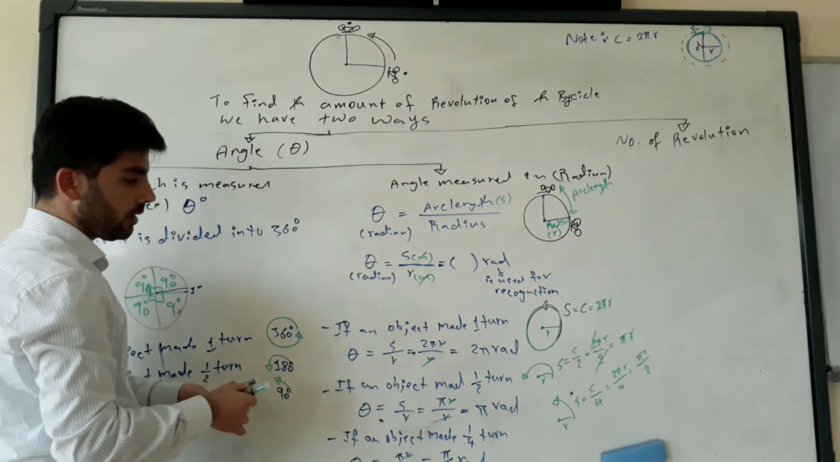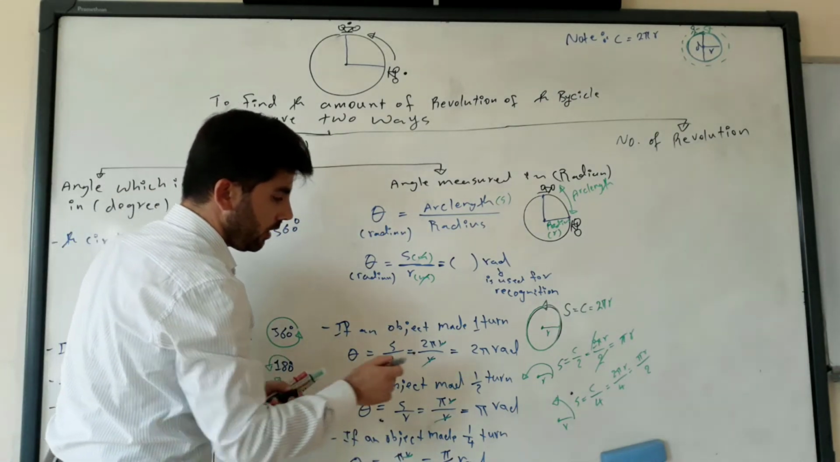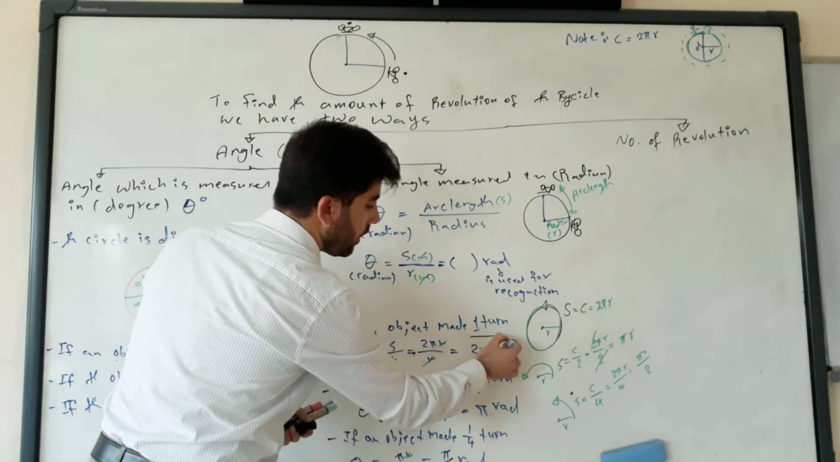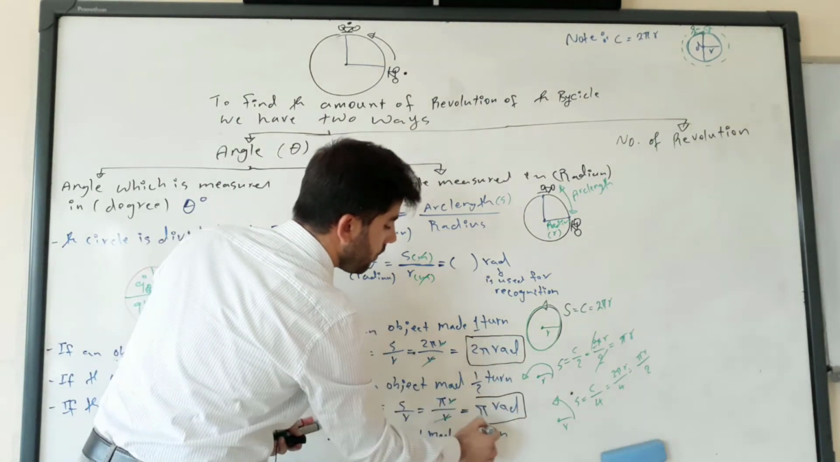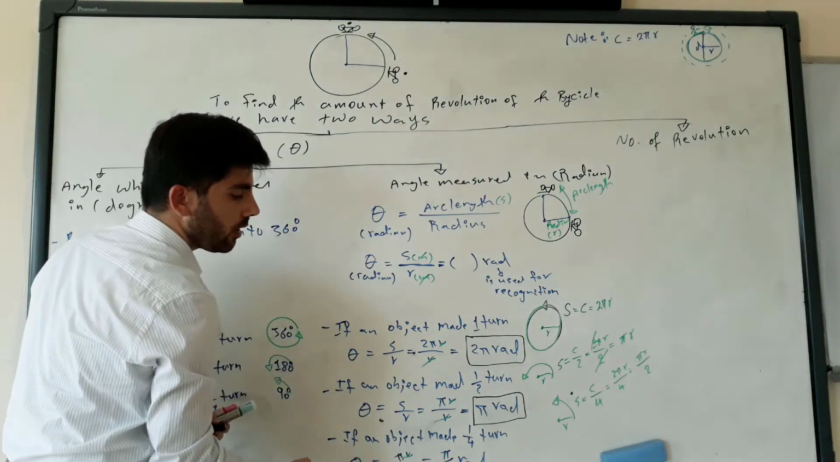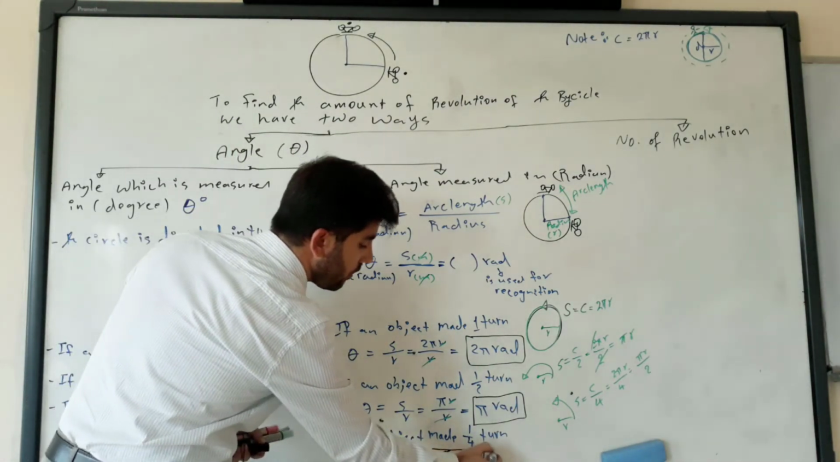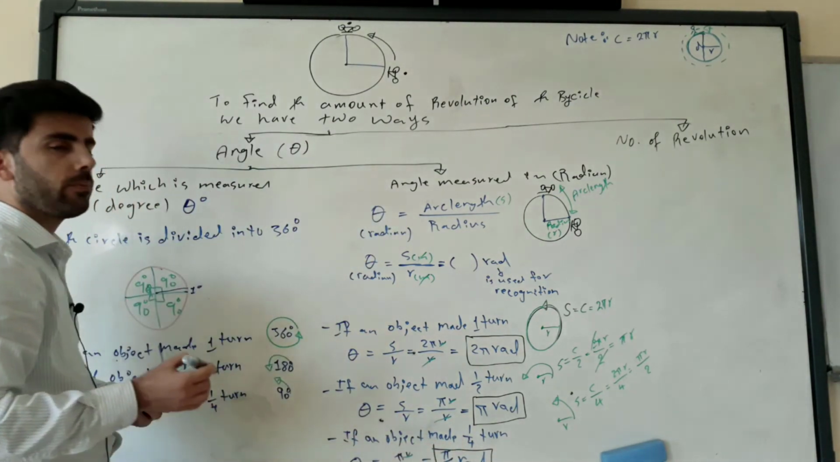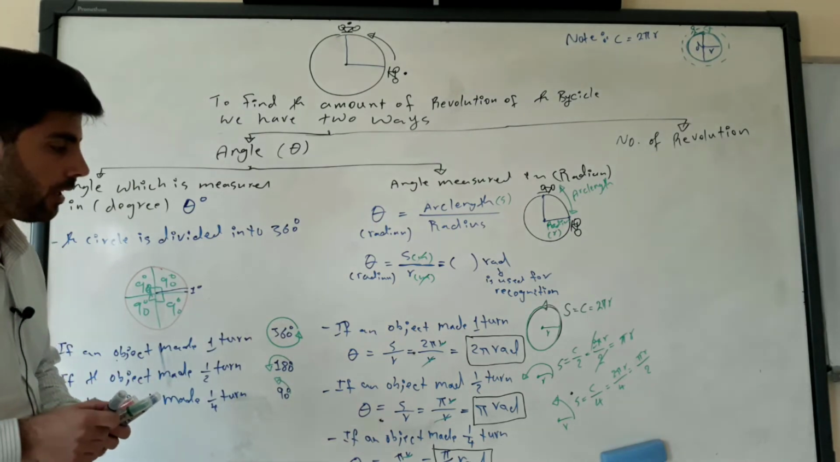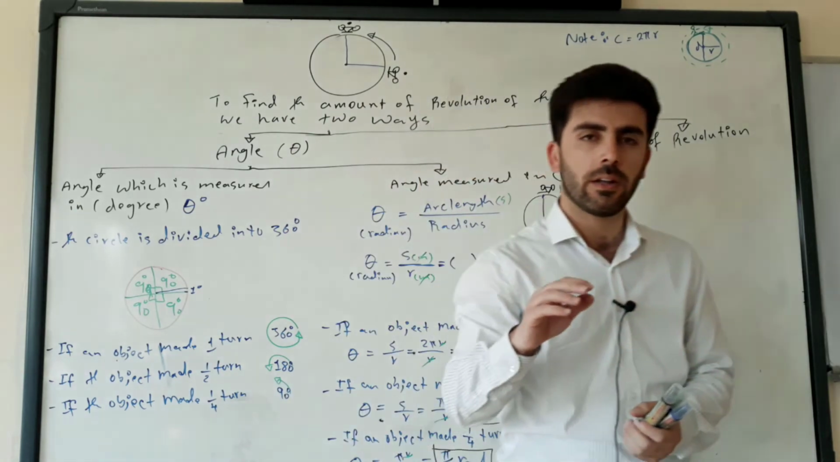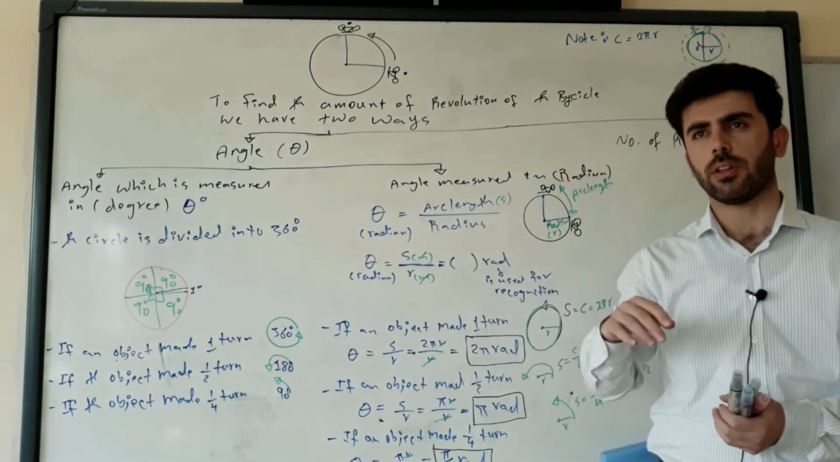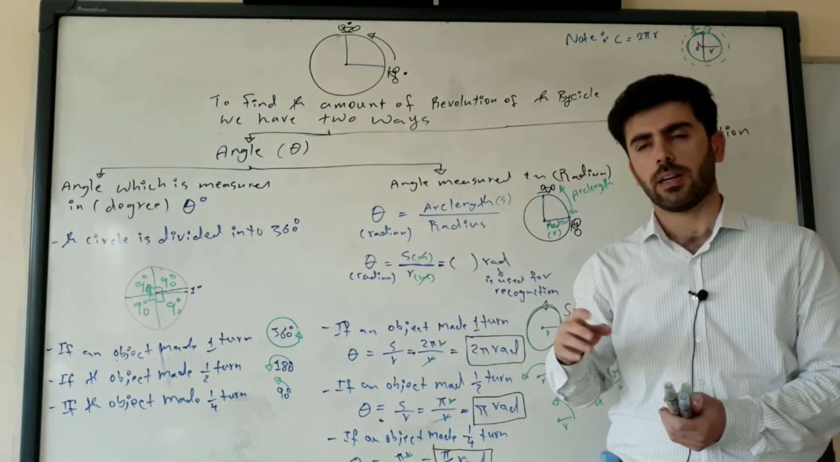So if you look at this result, guys, if an object traveled one full circle, it's equal to 2 pi rad. If it traveled half a circle, it's equal to pi rad. If it traveled a quarter of a circle, it is equal to pi over 2 rad. Okay? These are two ways that can be used to tell how much of a circle an object has traveled.